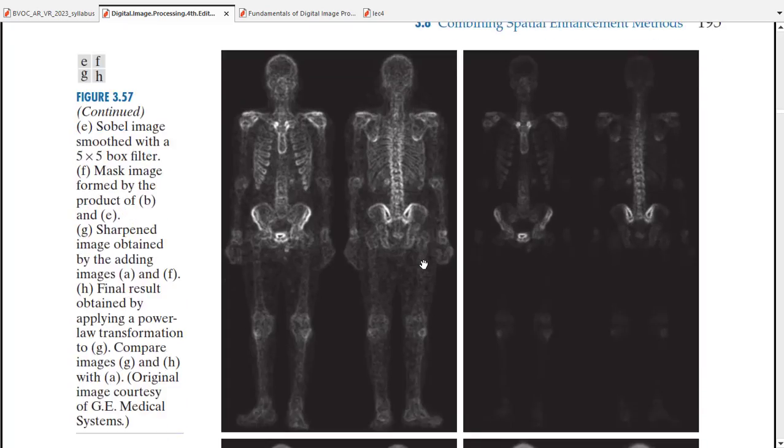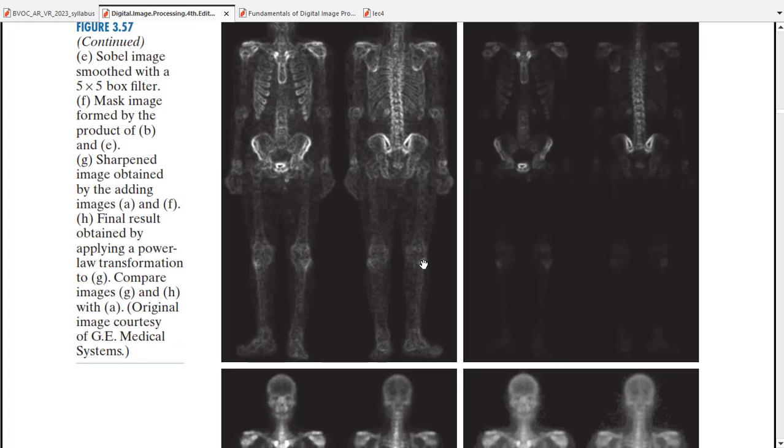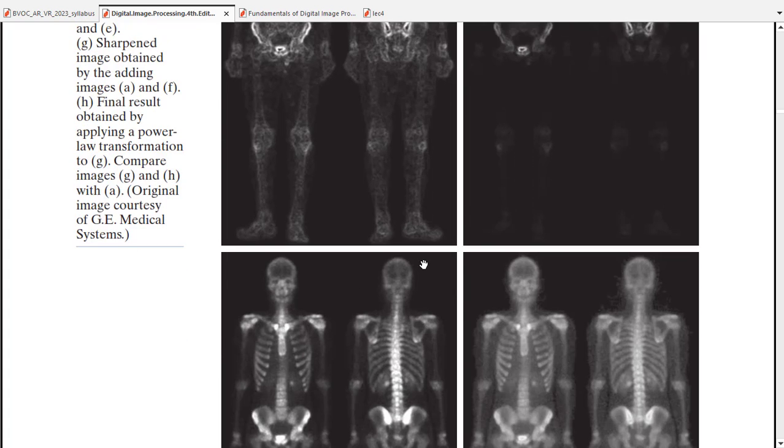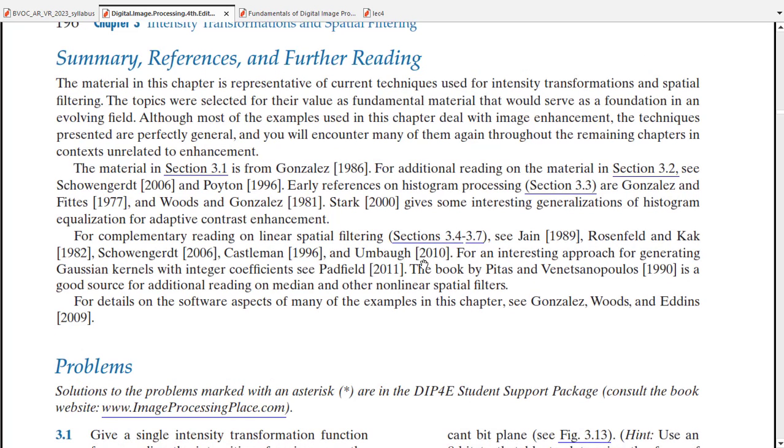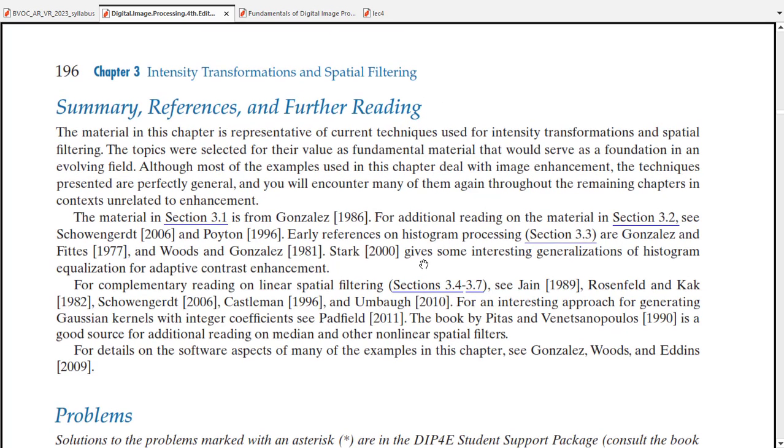Finally, here is the summary. What is image intensity transformation and spatial filtering? This topic is very important. It enhances a particular image, providing both low-level smoothing and sharpening, supported by this type of work. Thank you.